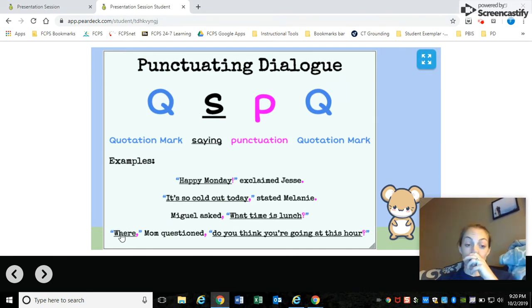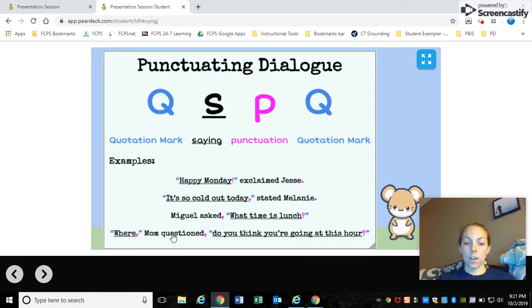So the first part of the saying, here's the S, you've got to punctuate it. So it's not the end of the sentence, so we need a comma. And then we put quotation marks around all of it. Now, the reason we do this is so that it's separated from the dialogue tag. So we have this first QSPQ.